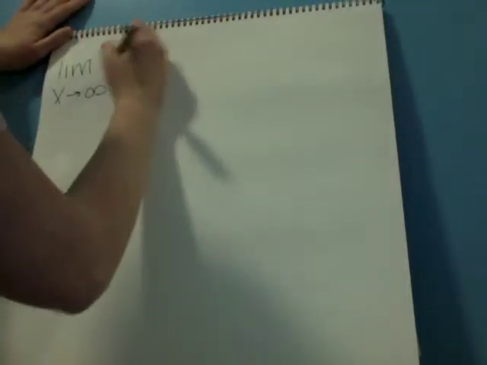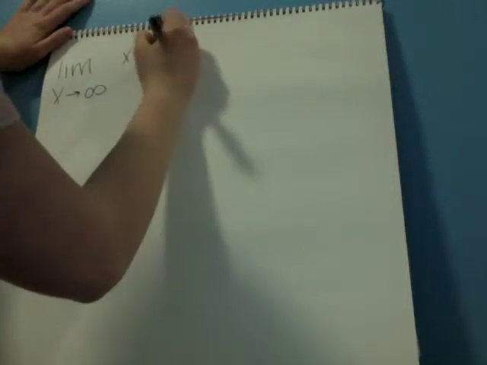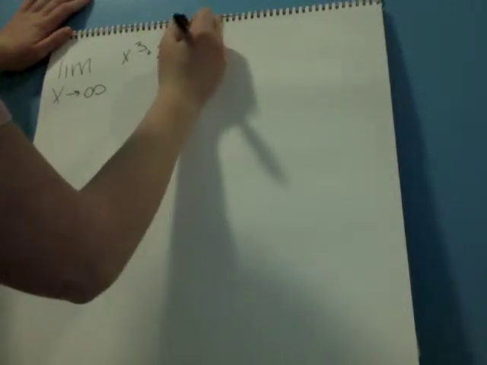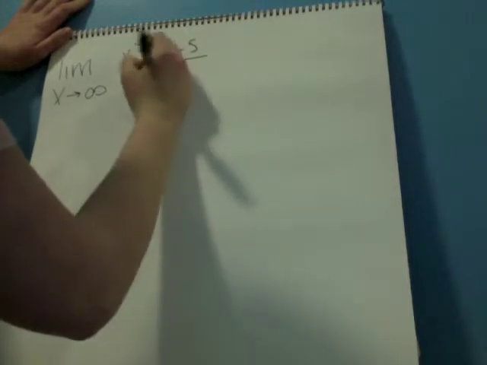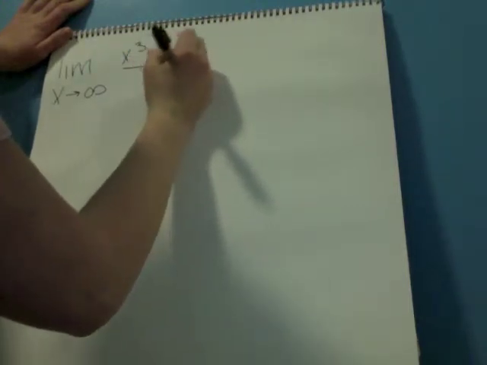Of x to infinity. So instead of a number, we have an infinity. So you can't plug a number in this time. Instead, oh wait, let me finish the problem. Of x cubed plus 2x minus 5 over x to the 5th plus x squared.